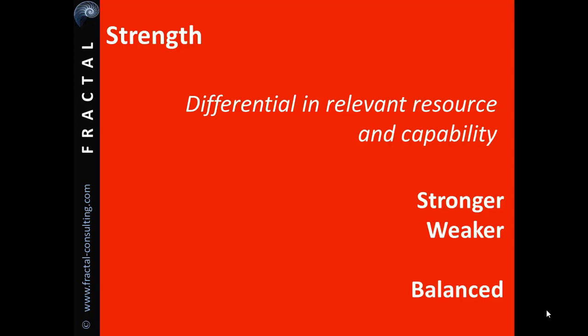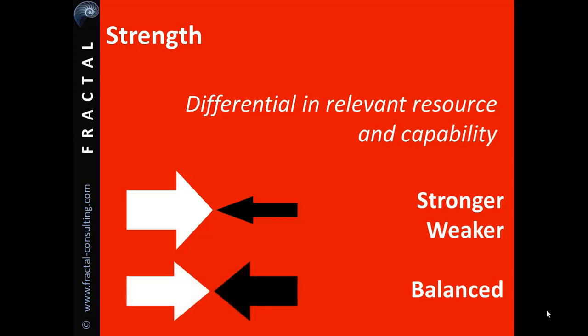Power is about the differentials in our resource and capability and their deployment relative to others. In patterns of strategy, there are two ways of looking at power. One is about absolute amounts of power, and we call this strength. In strength, one possibility is a stronger, weaker relationship in which one actor is significantly stronger than the other. And if one actor is stronger, then the other is by definition weaker. The other possibility is that both actors are about balanced in strength.